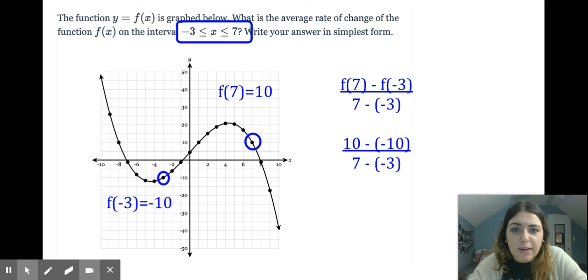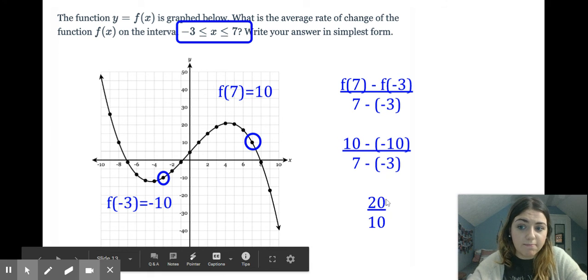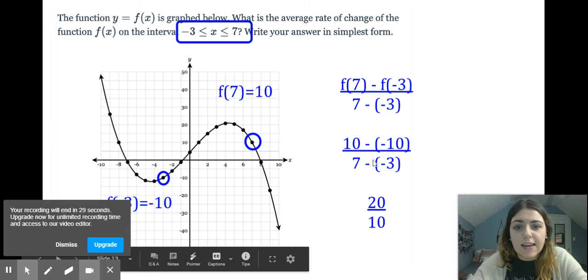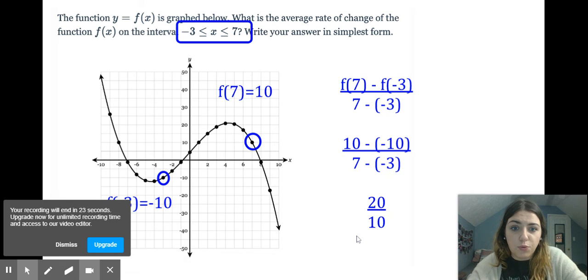I fill in my numbers. F of 7 is 10. F of negative 3 is negative 10. My denominator stays the same. 10 minus negative 10 is positive 20. Be careful on signs. 7 minus negative 3 is positive 10. And 20 divided by 10 is 2.